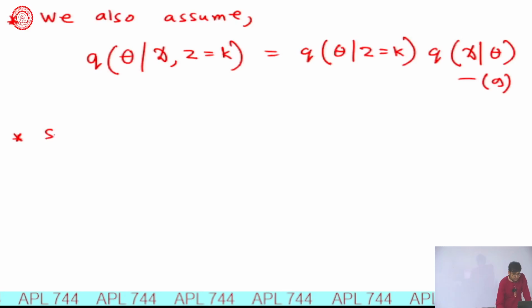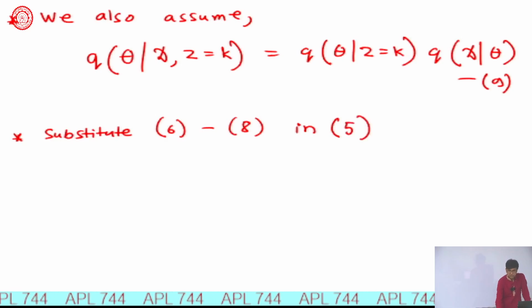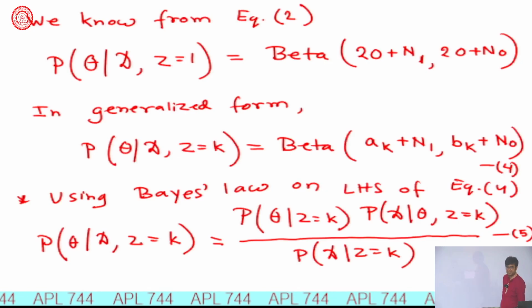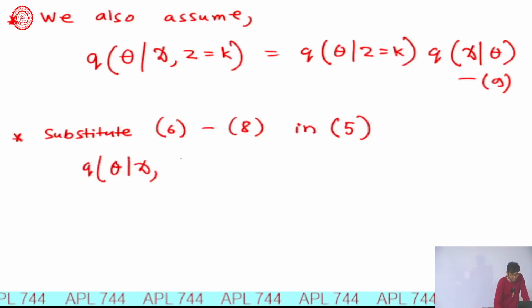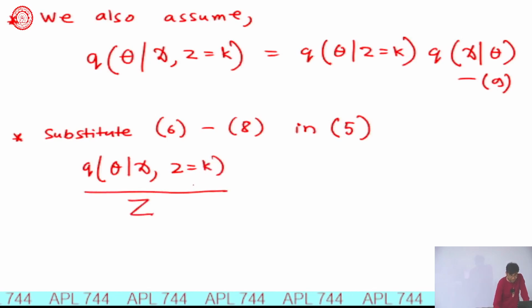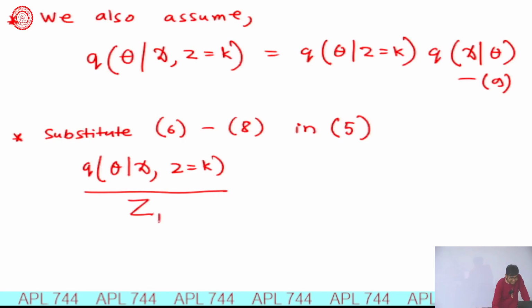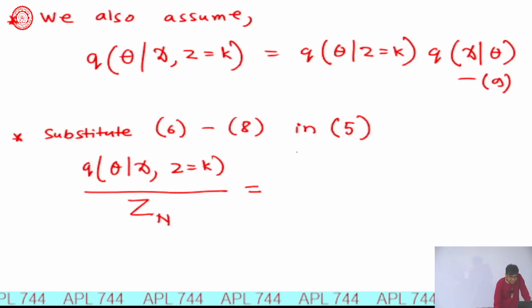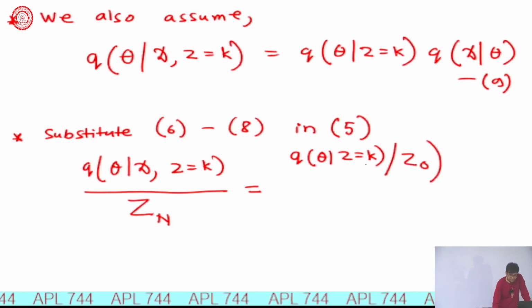So, substitute 6 to 8 in 5. What was the left hand side? You remember it in 5? Probability of theta given d comma z equal to k. So, that I will write as q theta given d comma z equal to k divided by zn. So, I will get q theta given d z equal to k divided by capital Z. Do not confuse this with z, I just realized. Small z is the indicator variable, capital Z is the normalizing constant. So, do not confuse the two z's. So, Zn is equal to, what do you have in the numerator? The first term, q theta given z equal to k divided by z naught, right. What is the second term?